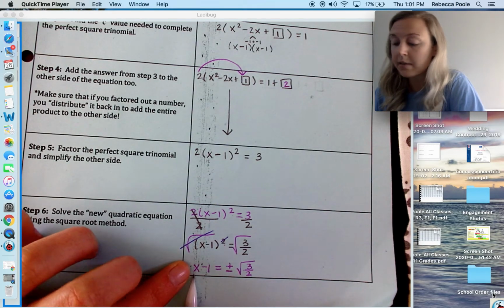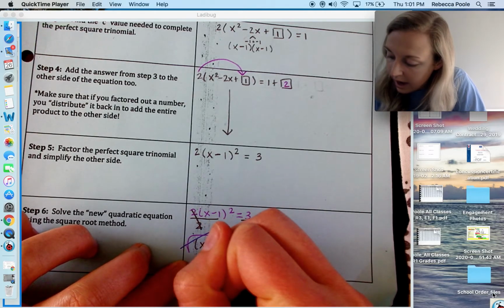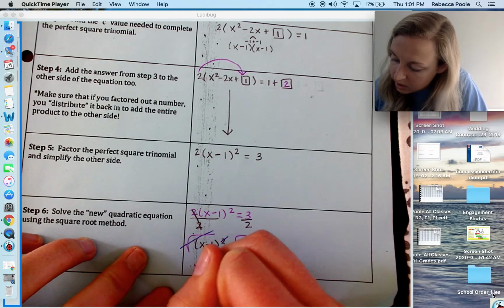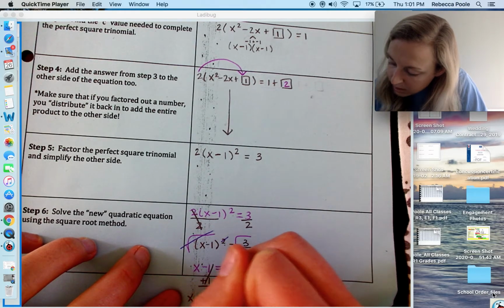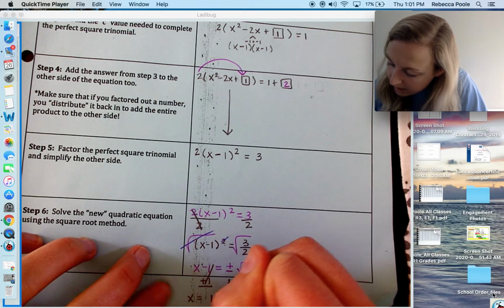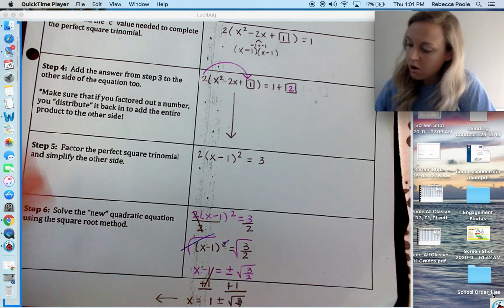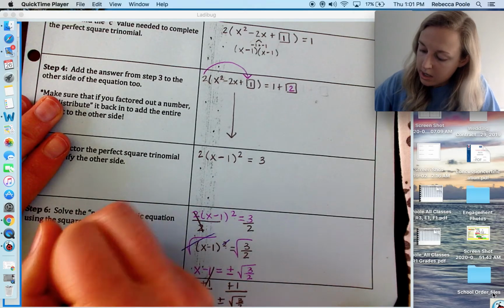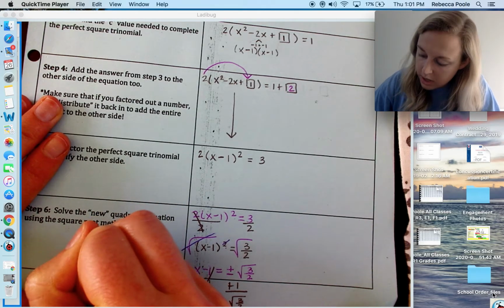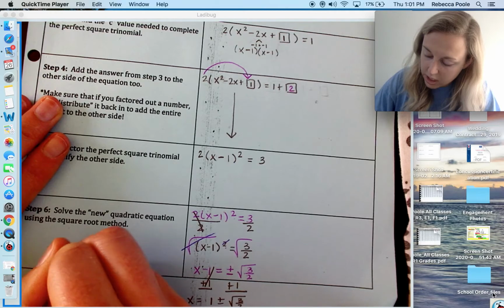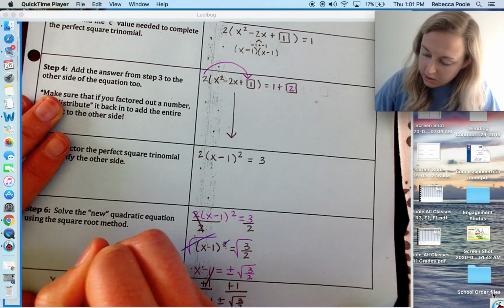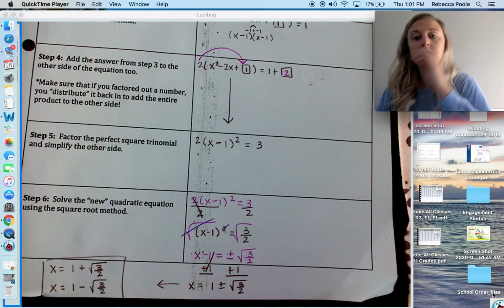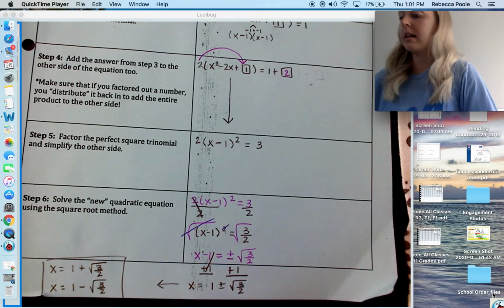And our last step to get x by itself is to add 1 to both sides. So this is going to be x equals 1 plus or minus the square root of 3/2, which means my first x-intercept is 1 plus the square root of 3/2, and my second x-intercept is 1 minus the square root of 3/2. Okay, so that's the first example we did in class on Friday.